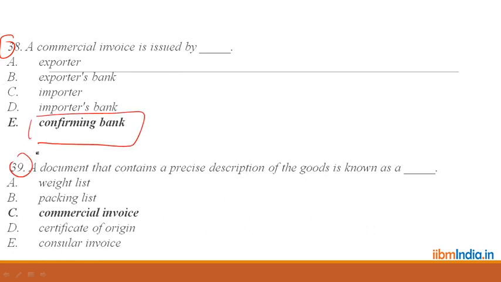Question number 39. A document that contains a precise description of goods is known as: weight list, packing list, commercial invoice, certificate of origin, or consular invoice. Commercial invoice is the correct answer.